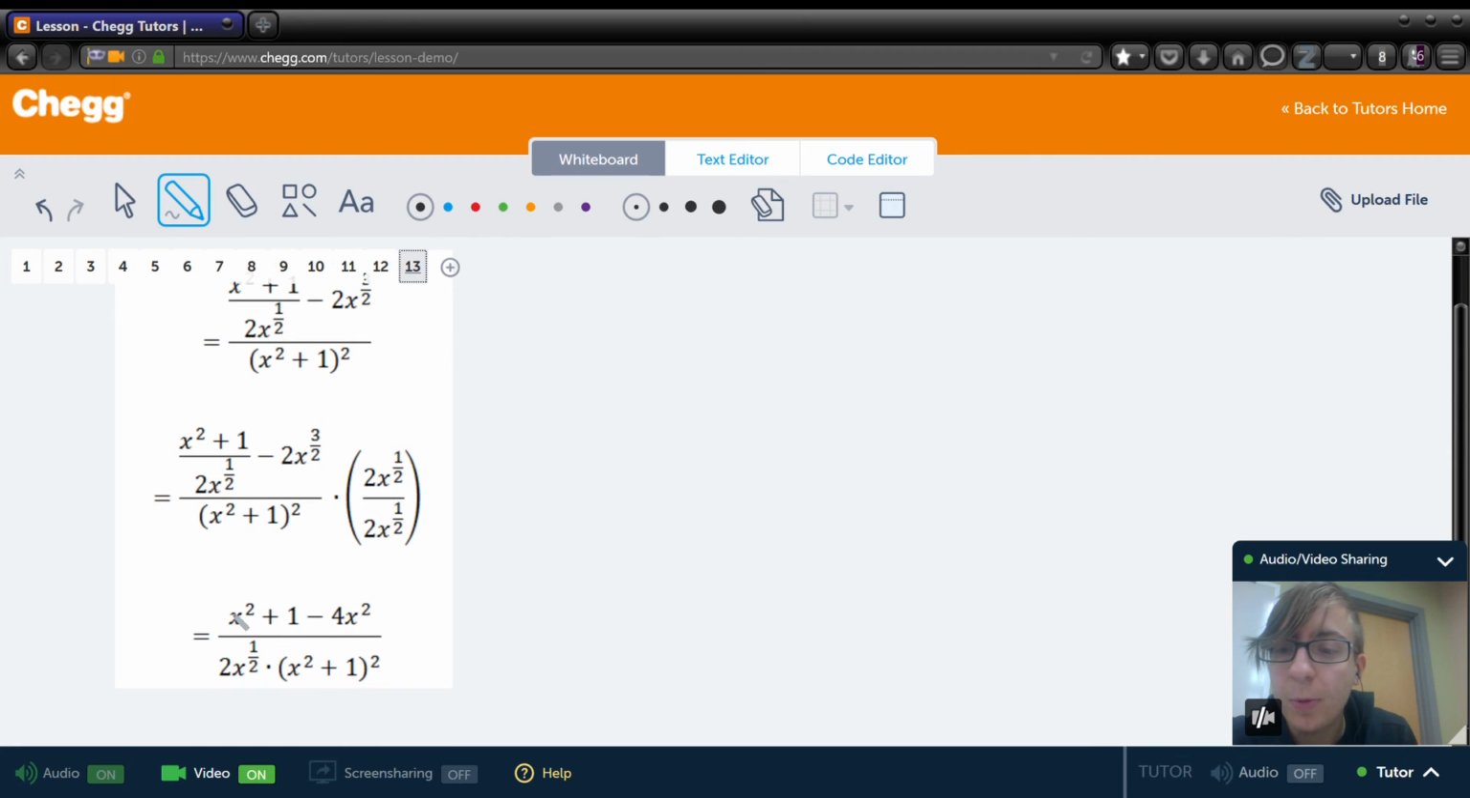You should have come up with x squared plus 1 minus 4x squared all over 2x to the 1/2 times x squared plus 1 squared. So we can simplify this just a little bit further. All you need to do is subtract, or actually add, the 1 to the 4x squared. So then you'll have 1 minus 3x squared all over this part here, the 2x to the 1/2 times x squared plus 1 squared.